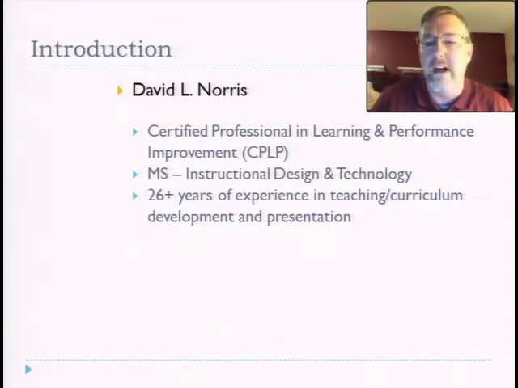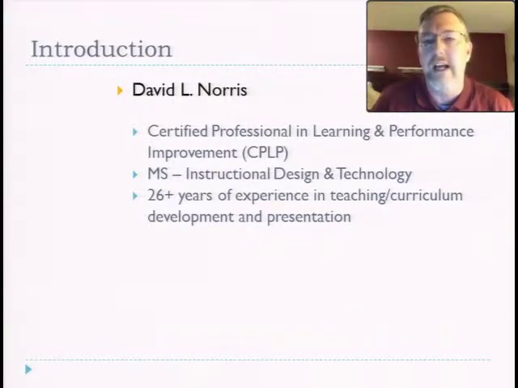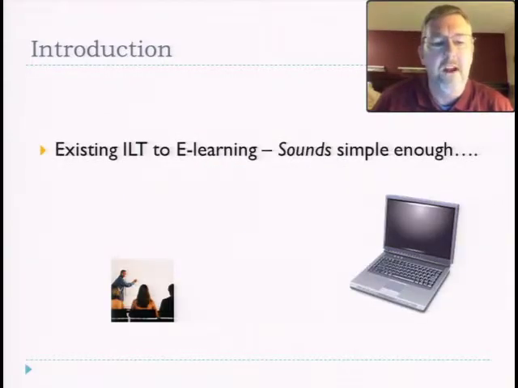I work a lot with the aircraft industry in Wichita, Kansas, and there is a lot of training that both pilots, mechanics, and other employees in the aircraft industry have to take. And so we're constantly being tasked with challenges of taking existing training into the e-learning world, and that's where I'm going to come from today with you.